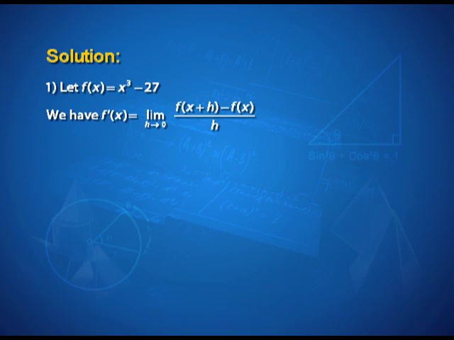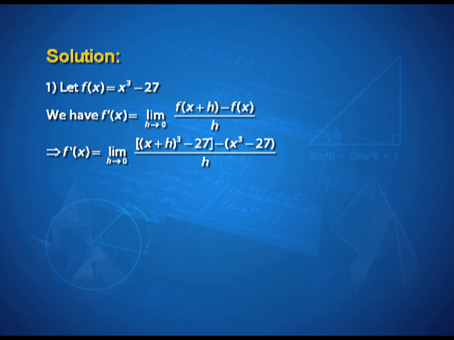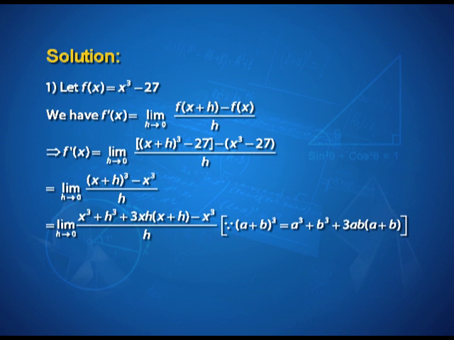We have f dash x is equal to limit of f(x plus h) minus f(x) upon h as h tends to 0. That implies f dash x is equal to limit of (x plus h) whole cube minus 27 minus (x cube minus 27) upon h as h tends to 0. That can be written as limit of (x plus h) whole cube minus x cube upon h as h tends to 0. That is equal to limit of x cube plus h cube plus 3xh into (x plus h) minus x cube upon h as h tends to 0.